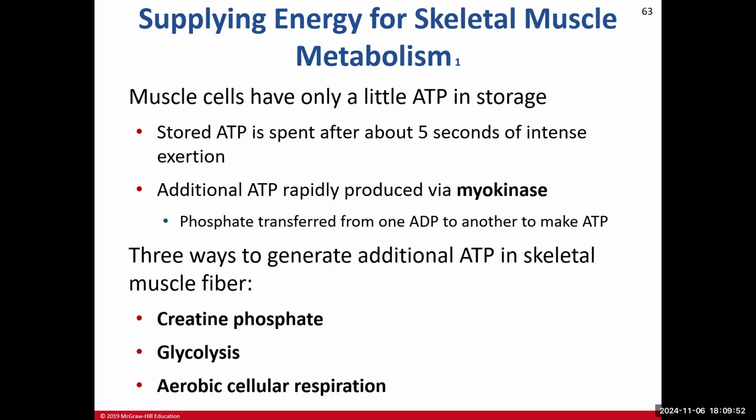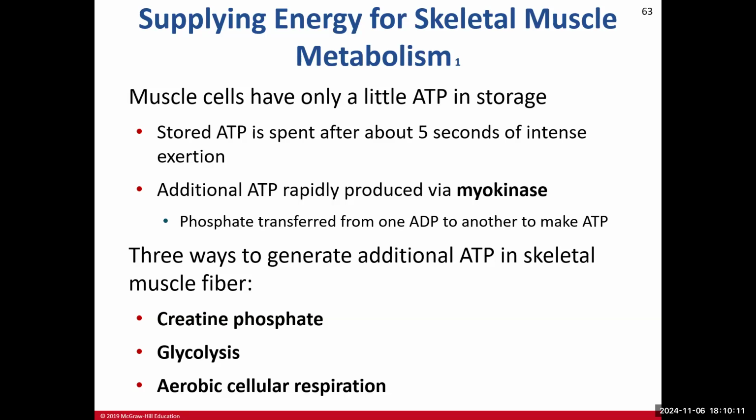But now I want to get into the metabolism, which we briefly talked about. These are highly metabolic tissues. Muscle tissue is highly metabolic, which means it's doing a lot, and so it has high energy demands. So now we're going to learn how we supply energy to this tissue.